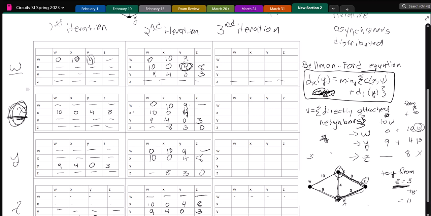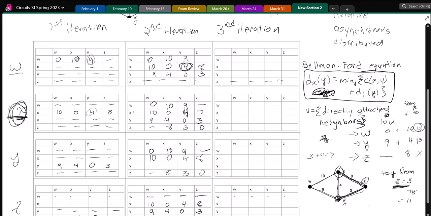But then how much does it cost us to get to Y? It costs us 4 to get to Y, plus 4, that's 7. Is 7 less than what it's currently costing? Yes, it is, so we'll put in 7. If that's the least one, it might be, we have to look at X's other neighbors.